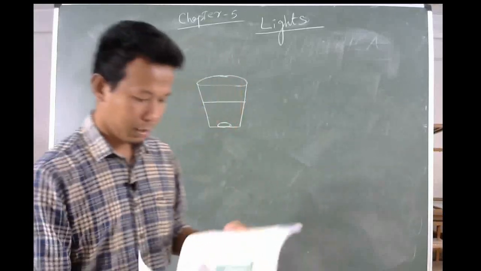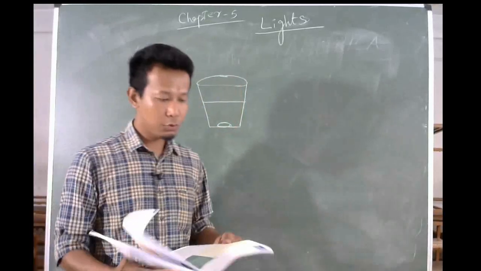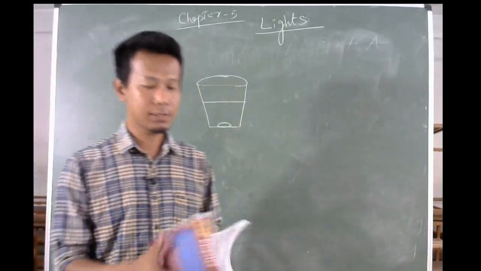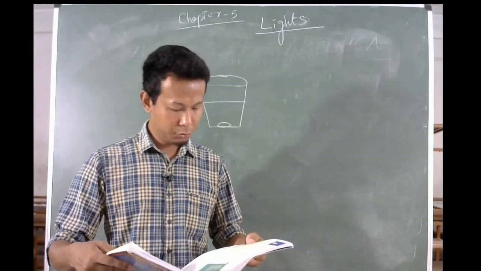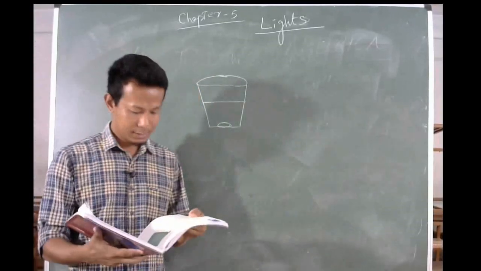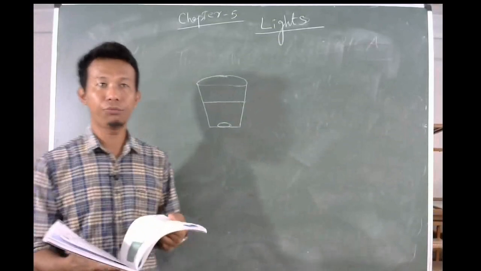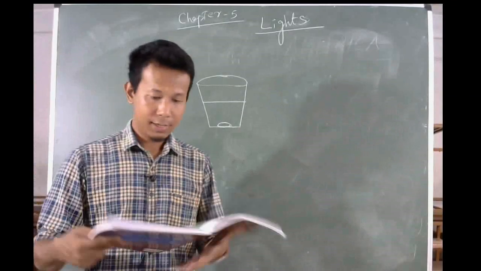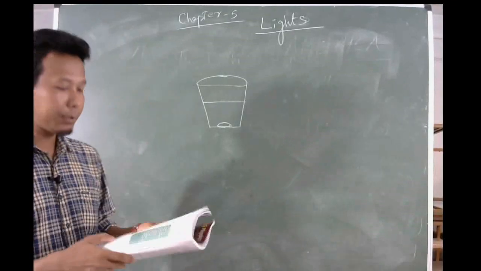Hello dear students, we're going to do class 8 physics chapter 5, that is light, which is on page number 84. The first topic is refraction of light. So what is refraction? Let's take a simple example.